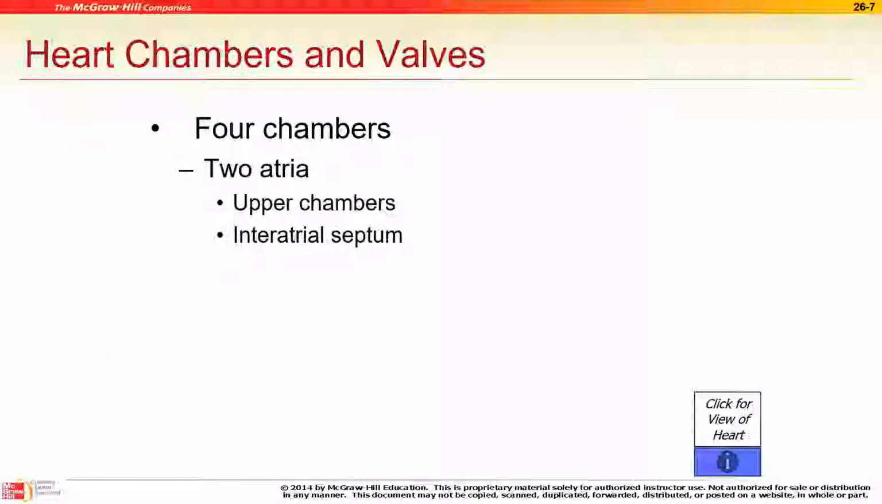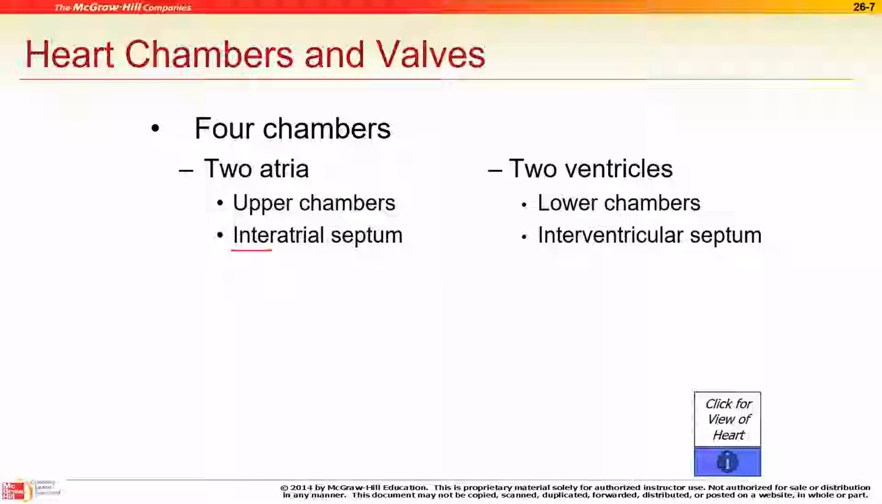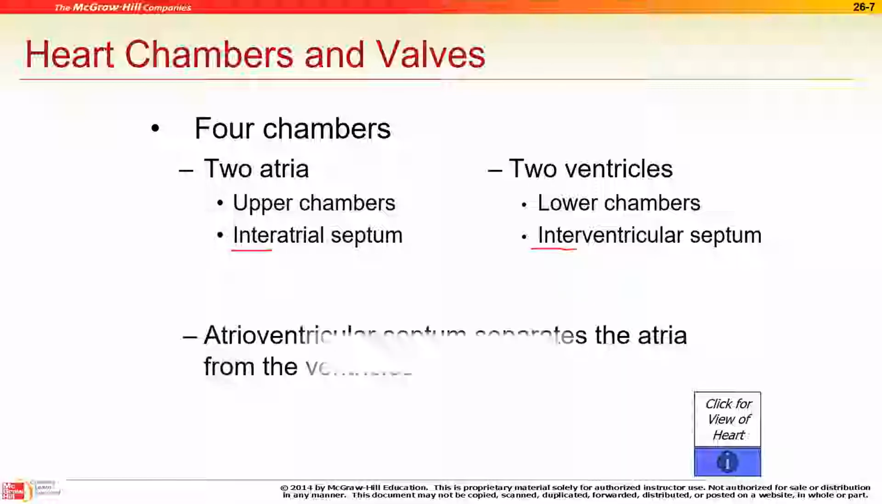4 chambers. The top ones are the atriums. In between you have the septum. So inter is between, so between the 2 atriums. Then the lower ones are the ventricles. In between them, interventricular septum. And then dividing top and bottom, we have the atrioventricular septum. So the atrial septum, ventricular septum, and then the atrioventricular septum.